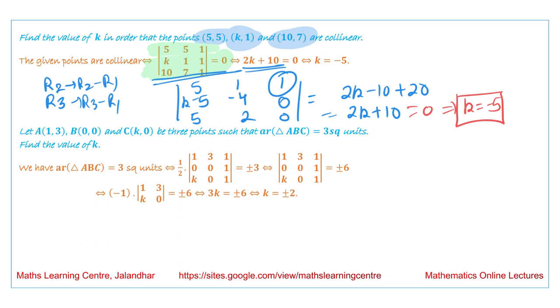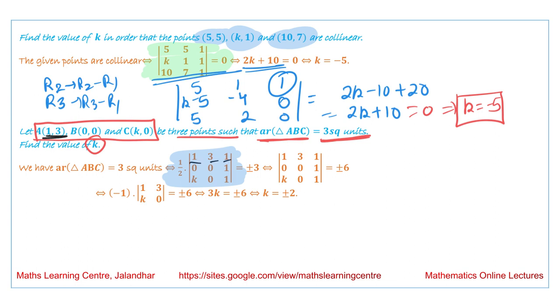Next is, let A, B and C be the 3 points such that the area of triangle ABC is 3 square units. We have to calculate the value of k. We know that the formula for the area of a triangle is 1 by 2 times the determinant of this value. From where we are getting this determinant, it is 1, 3, 1, then 0, 0, 1, k, 0 and 1. When we solve this determinant, we are saying that the area is 3, it means the value of this determinant can be plus minus 3.